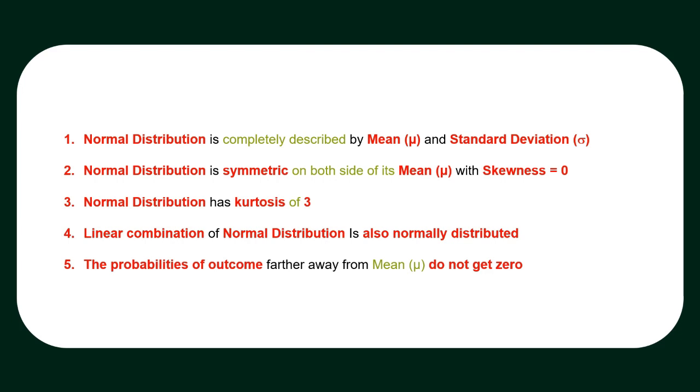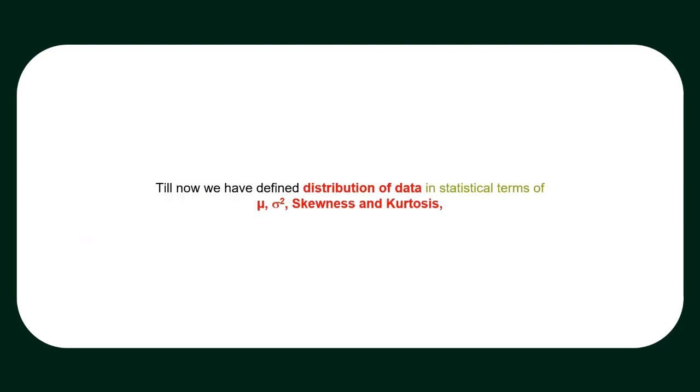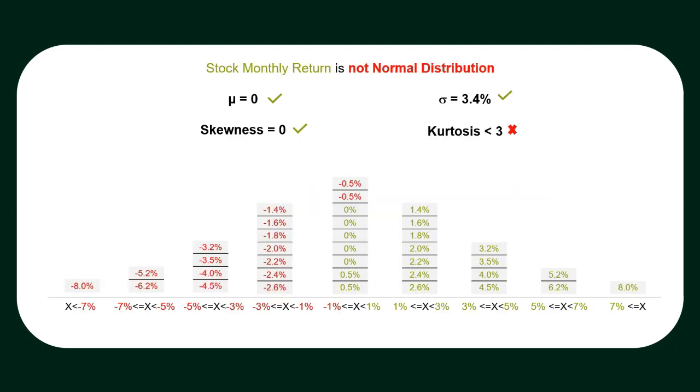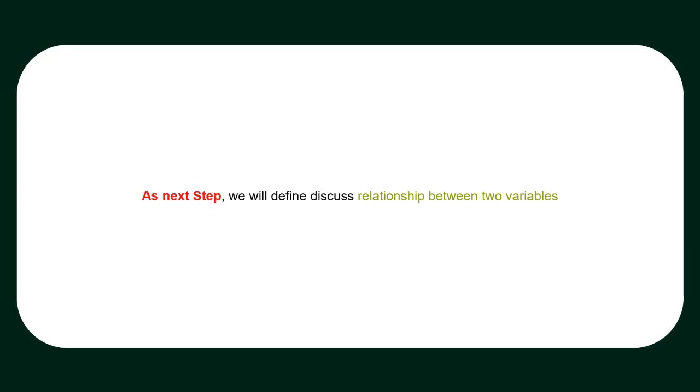Fourth property is linear combination of normal distribution is also normally distributed. And the last one is the probabilities of outcome farther away from mean do not get 0. Till now, we have defined distribution of data in statistical terms of mean, standard deviation, skewness, and kurtosis. Our dataset of monthly return of stock is not normal distribution as kurtosis is less than 3.